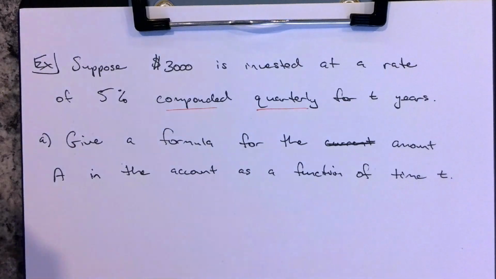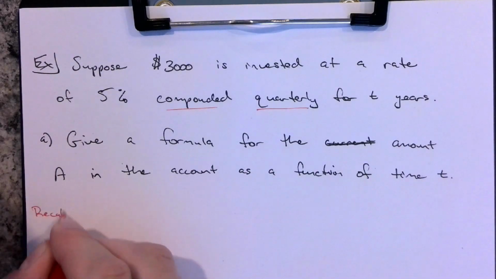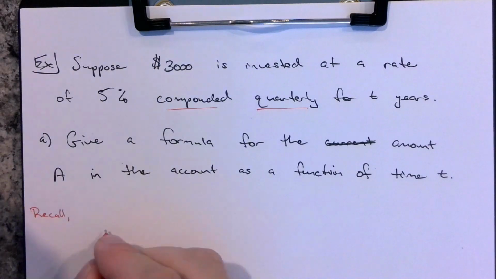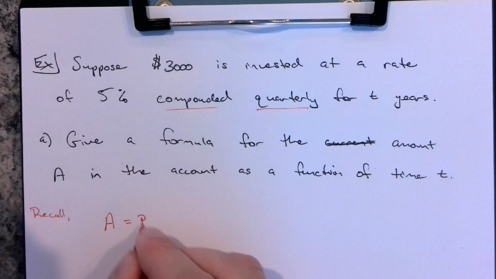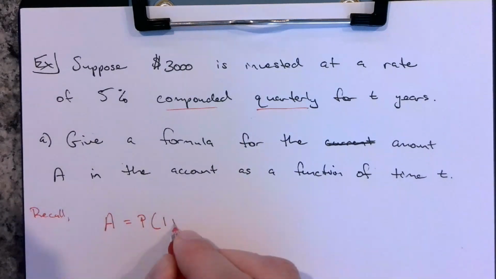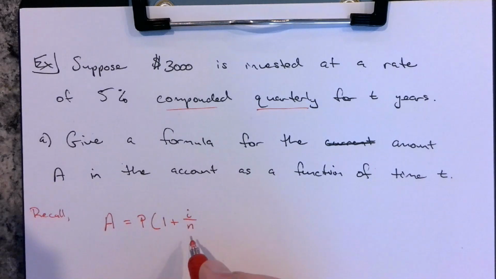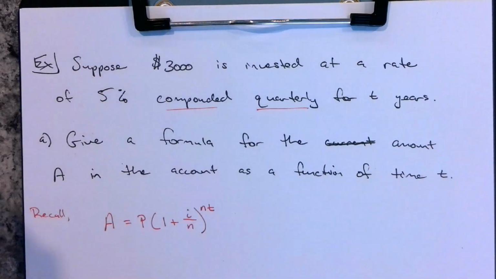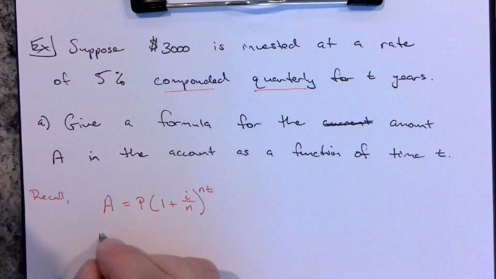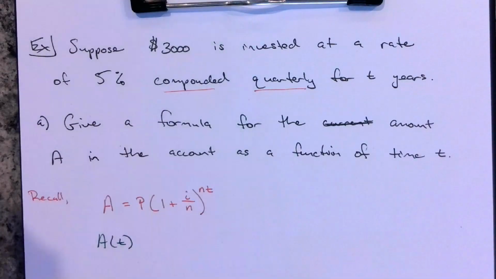So if you remember our formula, say recall here, in case you haven't seen it, our formula is A equals the principal times, in parentheses, 1 plus I, which is the interest rate as a decimal, over n, the number of times you're compounding per year, to the nt power, right? So that's the general formula. For us to write it as a function of time t, like they said here, we'll call it A of t, that's what makes it a function. It's like f of x, A of t, right?